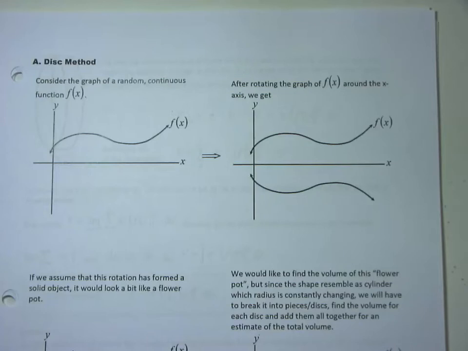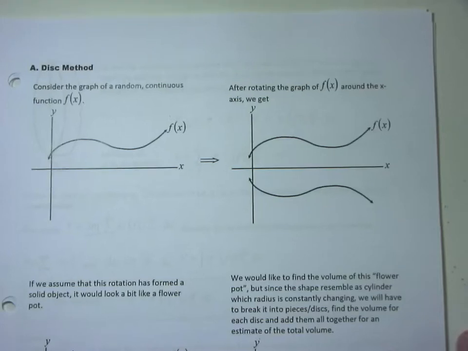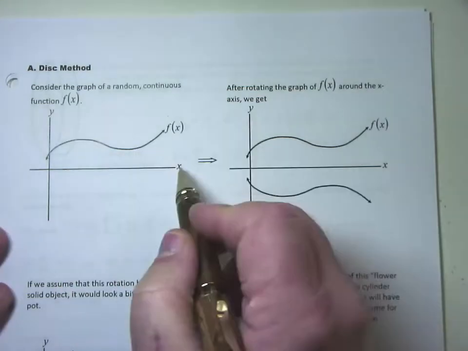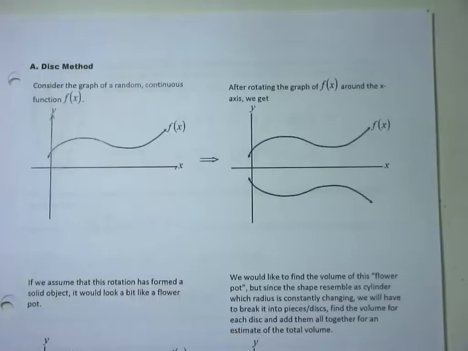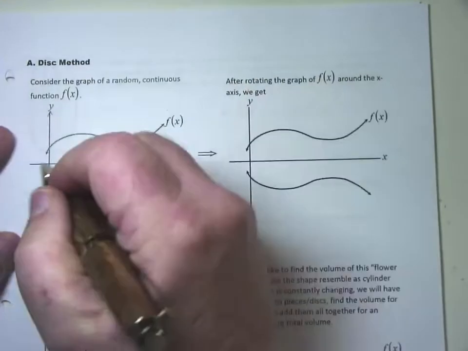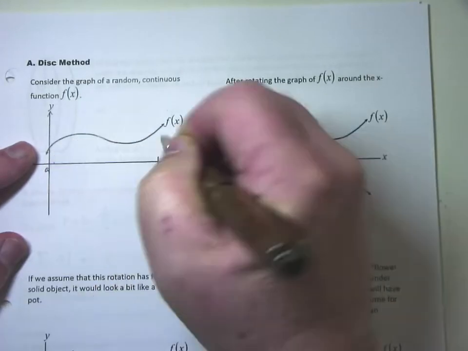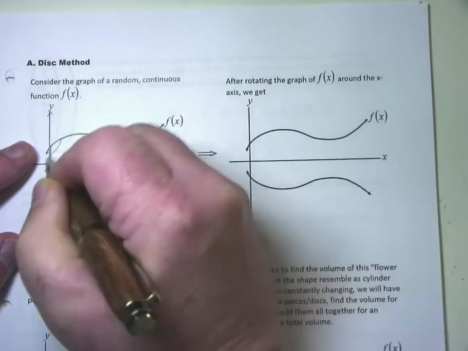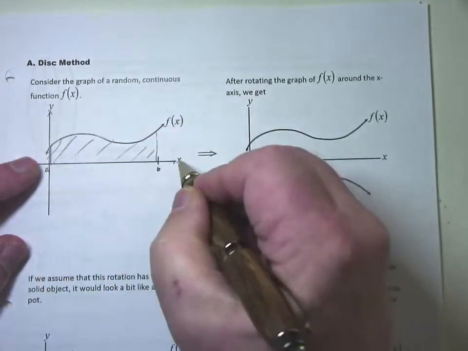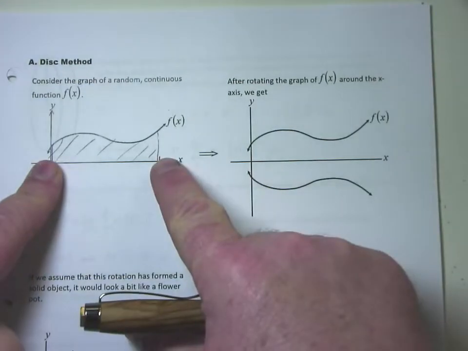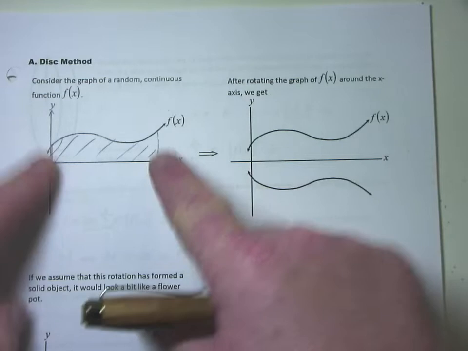So here it is. On this one, it says, consider the graph of a random continuous function. Here's f of x, and I just drew it in here. Here's my x-axis, here's my y-axis, and we're going to rotate this. We're going to put particular points here. I'm going to talk about this being A and this being B. And we're going to look at this particular region right here between the x-axis and the function. So all I'm doing is giving you a function, but where I am identifying it right back to the x-axis. So this is an area. You with me? And what we're going to do is rotate it around the x-axis.